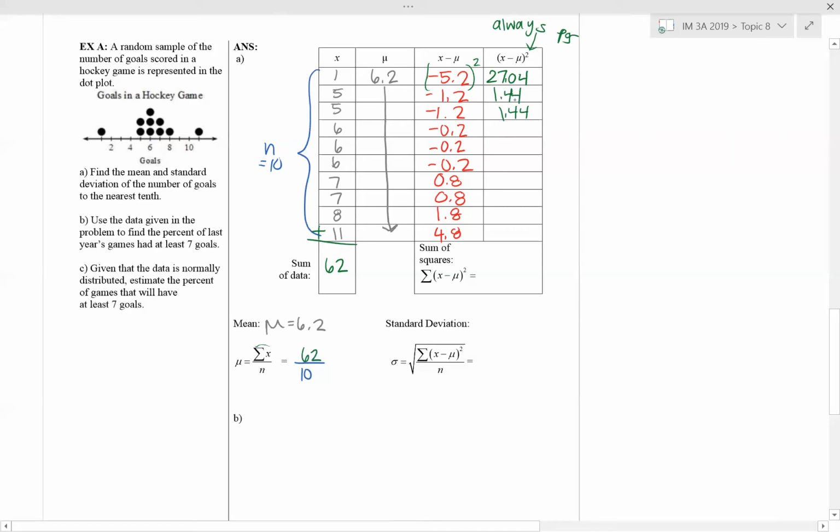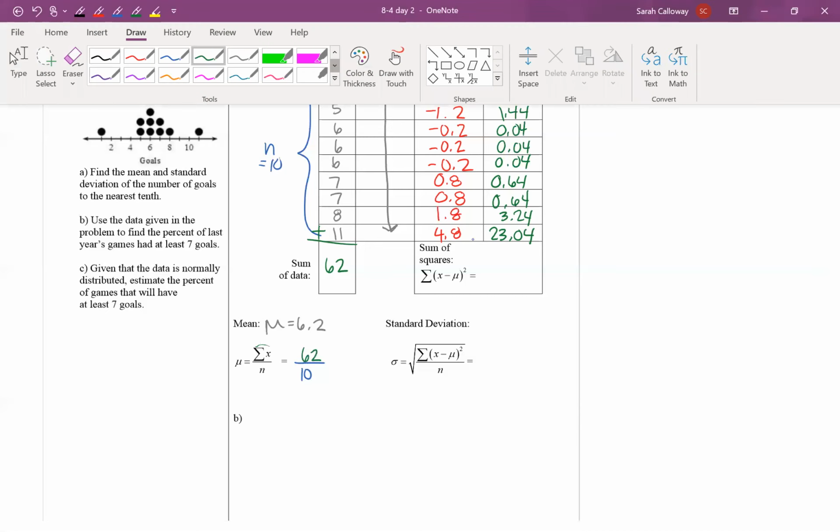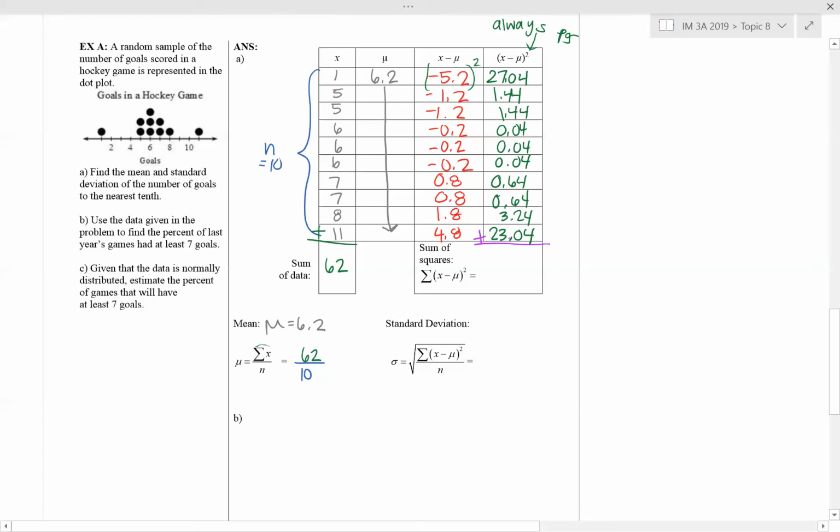The square of negative 0.2 is 0.04. The square of 0.8 is 0.64. The square of 1.8 is 3.24. The square of 4.8 is 23.04. So these numbers are the ones that I'm summing. The sum of all of these values, if I add all this up, is 57.6.